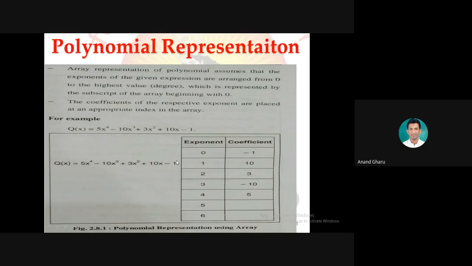So what is the exponent? 0. For exponent 0 the value is -1. For exponent 1 the value is 10. For exponent 2 the value is 3. For exponent 3 the value is -10. Minus लिहिण्याचं नका विसरतो. -10 and 5. So this is a basic example to represent the polynomial.